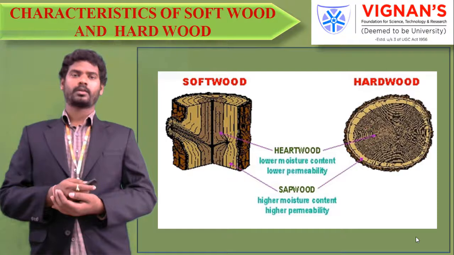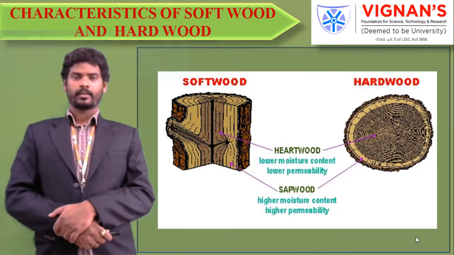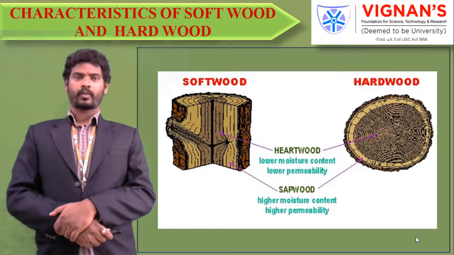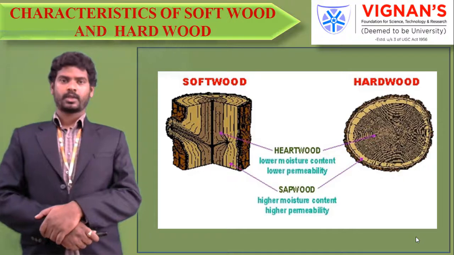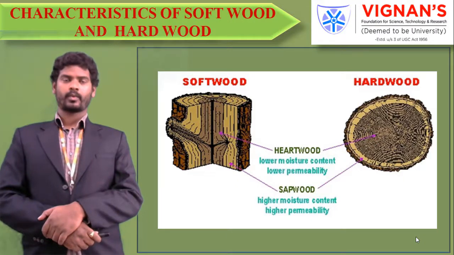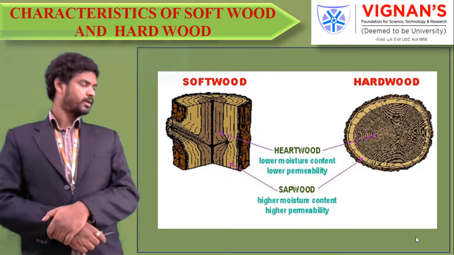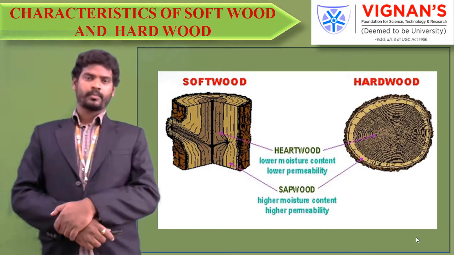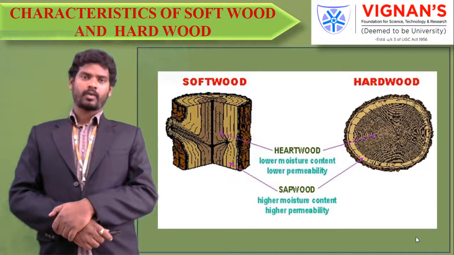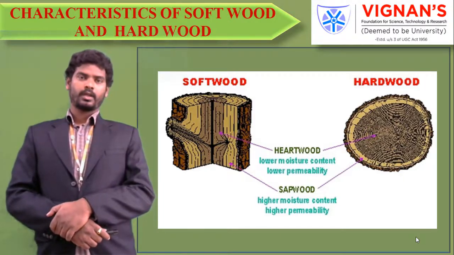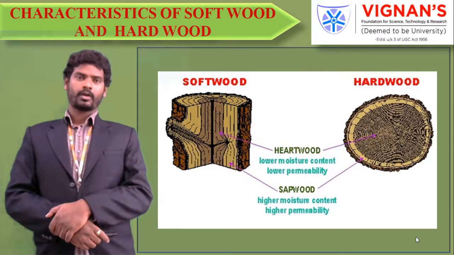The next one, characteristics of softwood and hardwood. Coming to the characteristics of softwood and hardwood, these two woods consist of heartwood and sapwood. The heartwood consists of lower moisture content and lower permeability. Sapwood consists of higher moisture content and higher permeability. Then coming to the difference between softwood and hardwood.